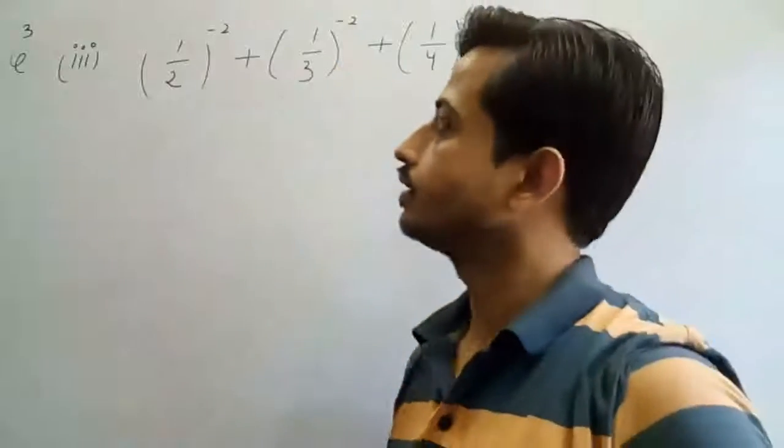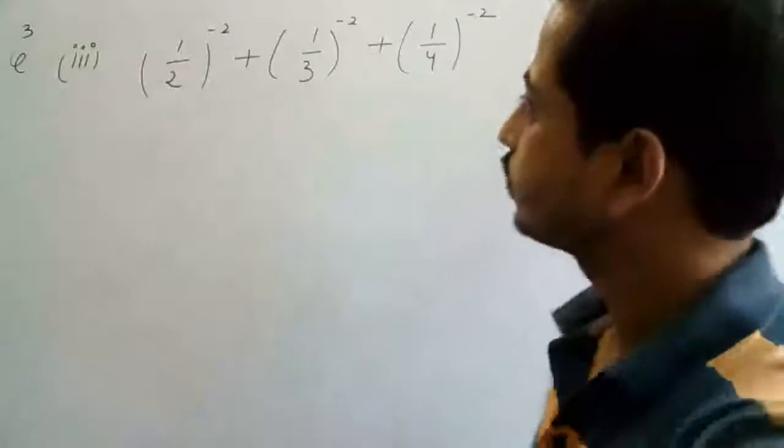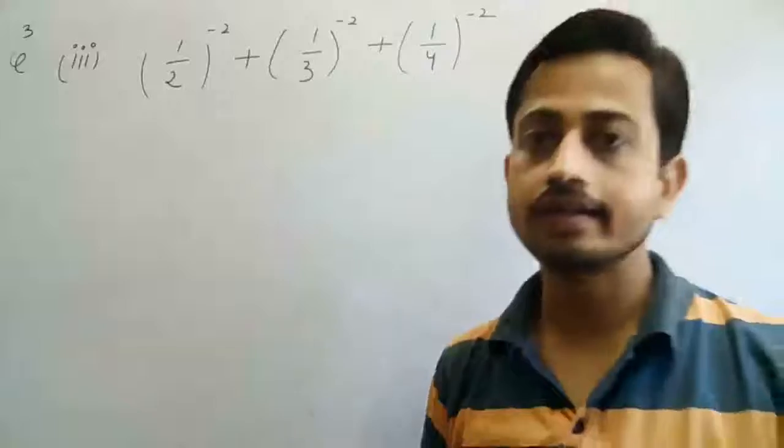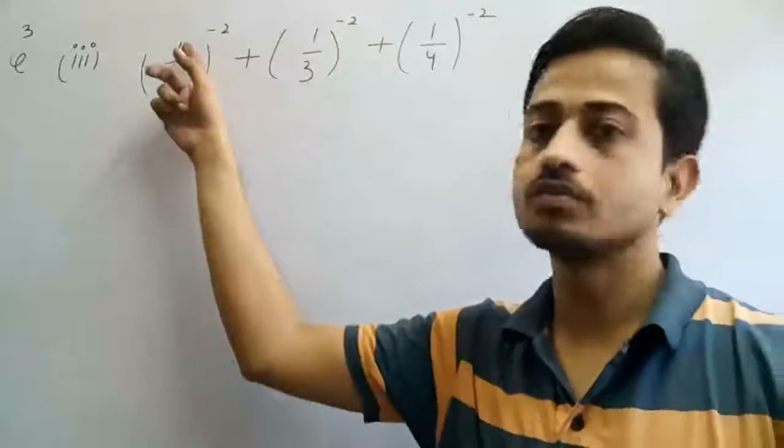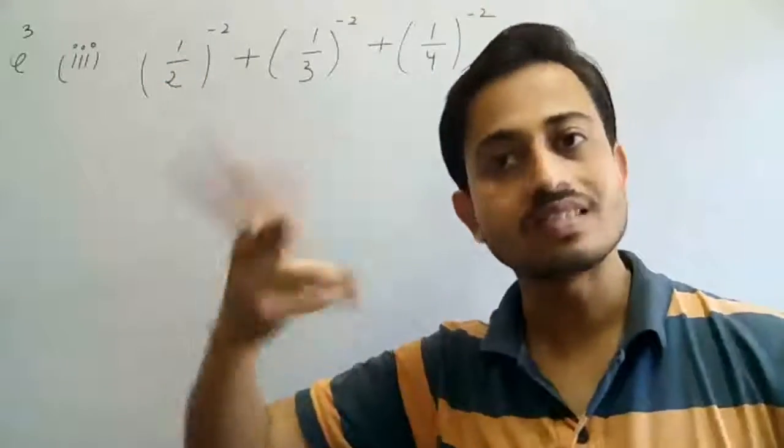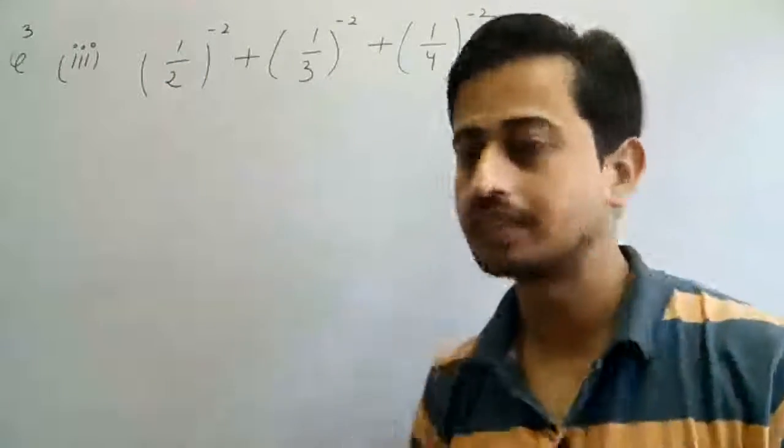Now this is part 3. (1/2)^-2, (1/3)^-2, (1/4)^-2. Again the term is in the form p by q, so do the reciprocal and the sign will be positive.